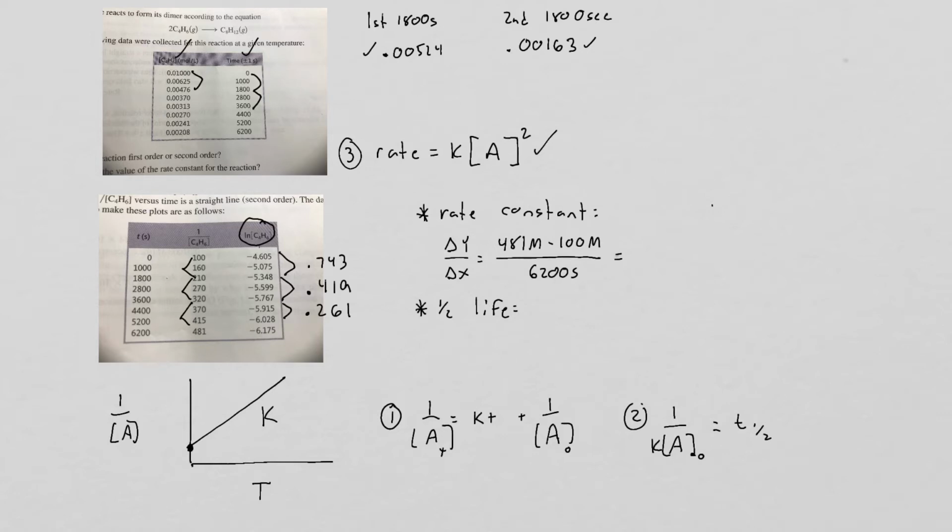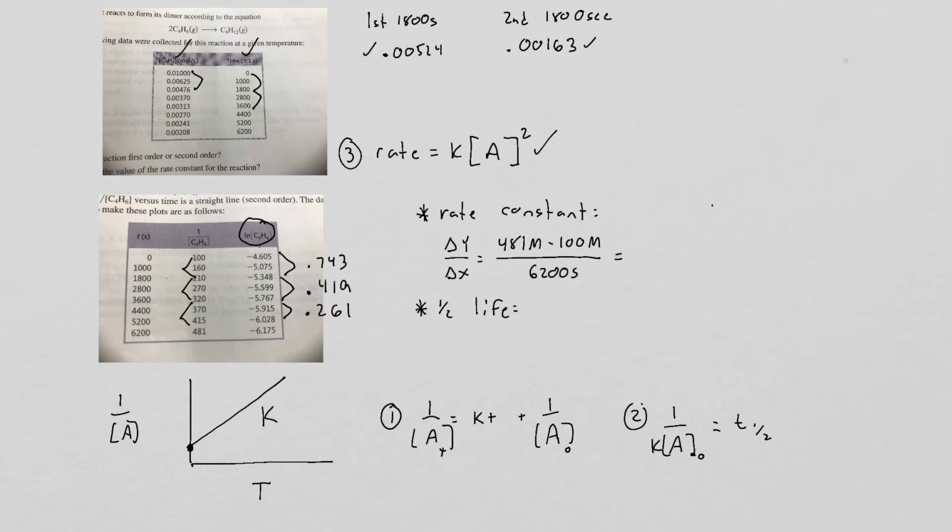It's not first order. If I then look at 1 over the concentration, when you integrate equation number 3, you get something that has 1 over concentration. Again, I do not remember calculus or how to do integration, so kudos to you that do. We're not doing that.